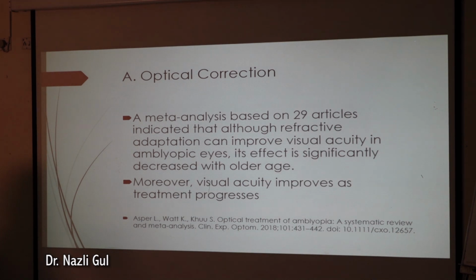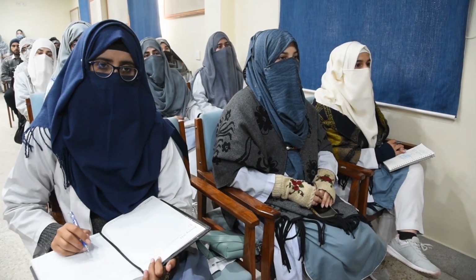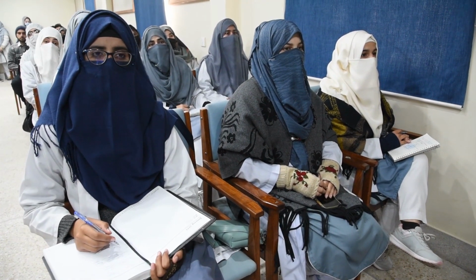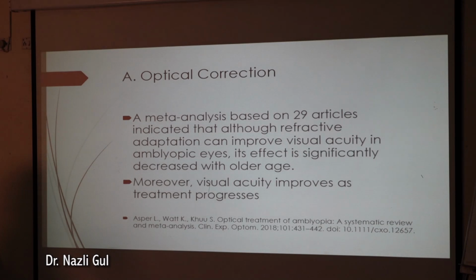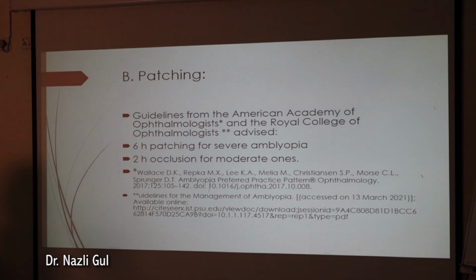A meta-analysis based on 29 articles indicated that although refractive adaptation can improve visual acuity in amblyopic eyes, its effect is significantly decreased with older age. Visual acuity improves more as treatment progresses. Patching is the second line of treatment for amblyopia, and the guidelines from the American Academy of Ophthalmology and the Royal College of Ophthalmologists recommend 6 hours of patching for severe amblyopia and 2 hours of patching for moderate amblyopia.